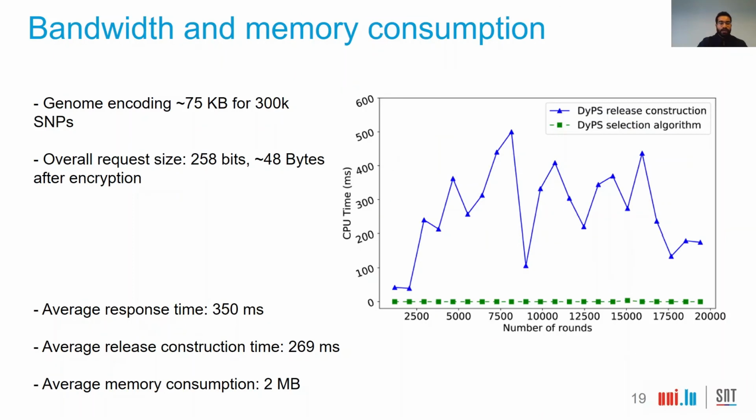And some numbers now for the bandwidth. So we coded genomes, SNPs with 2 bits to represent each SNP. So we have a total of 75 kilobytes for a 300K SNPs study. And the overall request size is 258 bits and approximately 48 bytes after the encryption. So we have a shorter response and release construction time. And one important result here is the average memory consumption, which was 2 megabytes, and it's within the memory limitations of SGX.